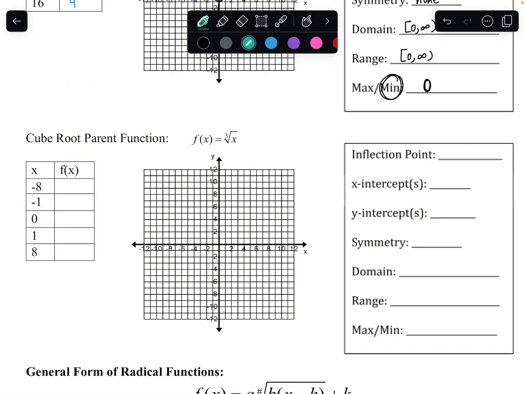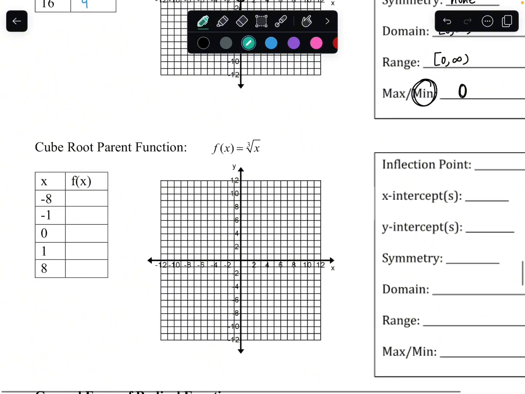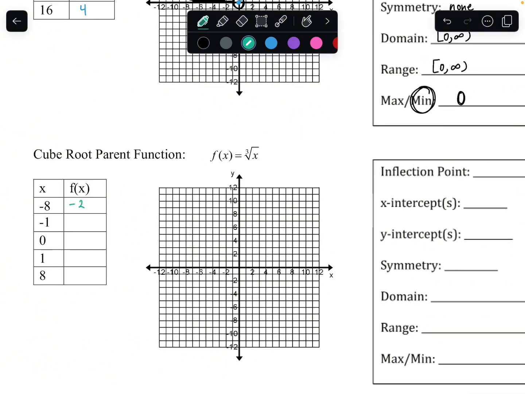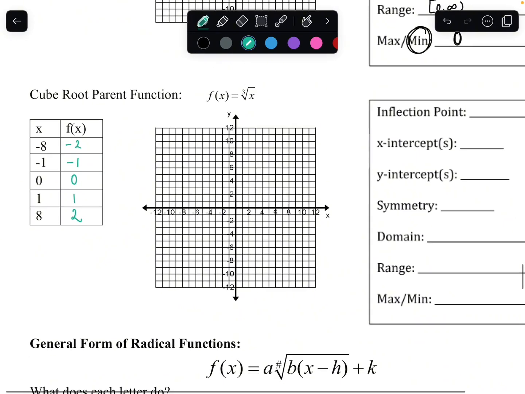For the cube root function, this one's different because we can now plug in negative x values and we can also get negative output values. And so the cube root of negative 8 would be negative 2. Cube root of negative 1 is negative 1. Cube root of 0 is 0. Cube root of 1 is 1. Cube root of 8 is 2. And so we still have the points (0, 0) and (1, 1), but then we skip all the way to (8, 2). And so it kind of looks like a flatter square root, but now we have the negatives. And so (-1, -1), and (-8, -2).